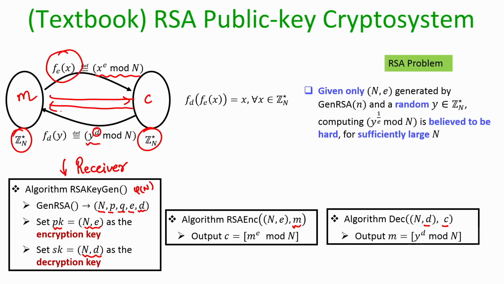Okay. Now, why is this called a textbook crypto system? Because this is not precisely the way we use the RSA public key crypto system in practice. There are lots of shortcomings. One very important bad feature of the way the RSA crypto system is proposed here is that the major shortcoming is that it is deterministic.